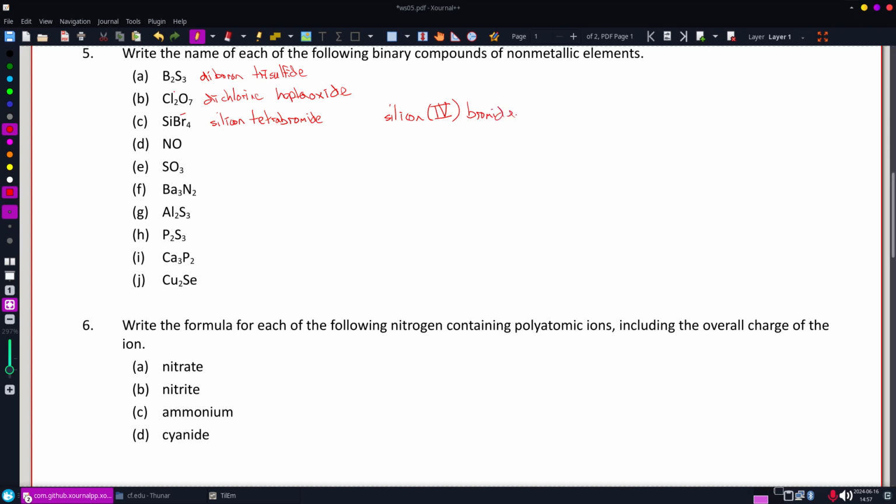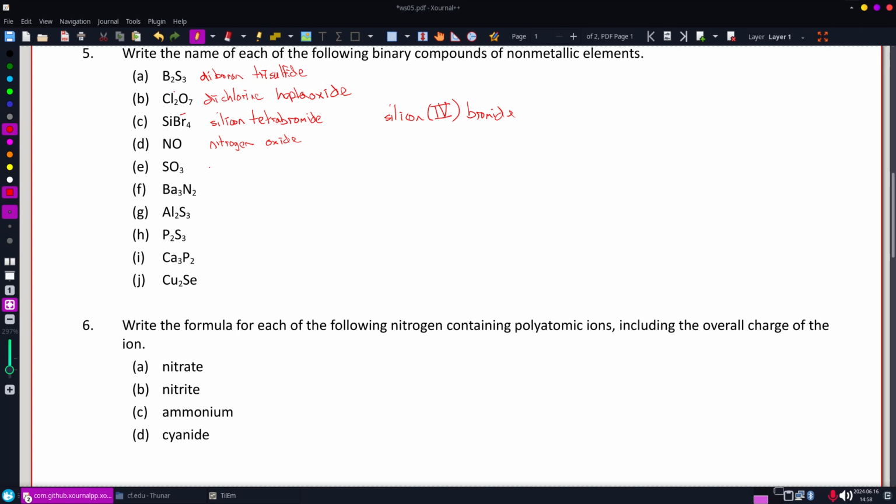Both of those would actually be acceptable at this point until we've actually developed a little bit more skills and could identify if the silicon's going to be a nonmetal there or a metal. We'd have to kind of go with something like this for an answer. And actually both of them are acceptable. N and O, both of those are nonmetals. Nitrogen oxide might also be called nitrogen monoxide, but mono is not necessary most of the time.